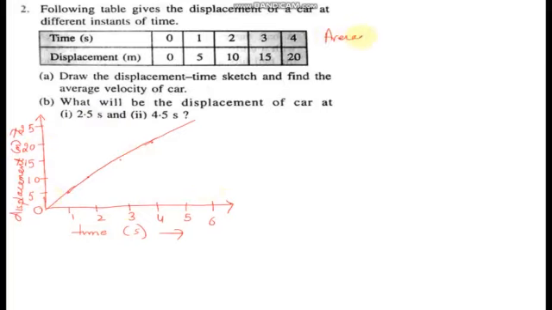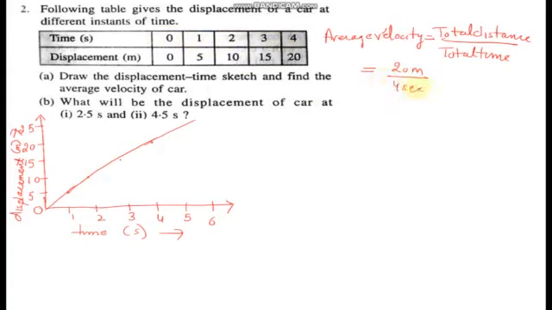Next they are asking us to find the average velocity. What is average velocity? It is total distance traveled over total time taken. Now in the data given, the total displacement is 20 meters, and for total time we don't have to add. You don't have to add 0 + 1 + 2 + 3 + 4. No, the time taken is 4 seconds and the distance traveled is 20 meters, which means that the average velocity is 5 meter per second. So this is the A part.